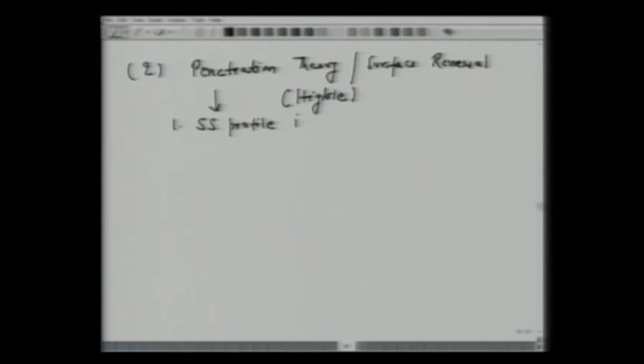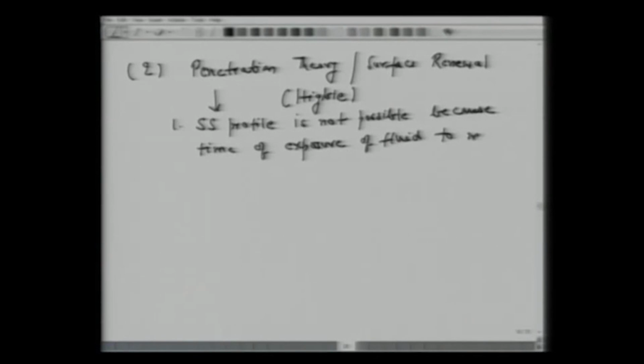Okay, so all penetration theory says, first, a steady state concentration profile is not possible, because the time of exposure of fluid to mass transfer is short. Okay, so look at the difference here, that we don't have a steady state unlike in the film theory. And why? Because the time of contact is very short here.